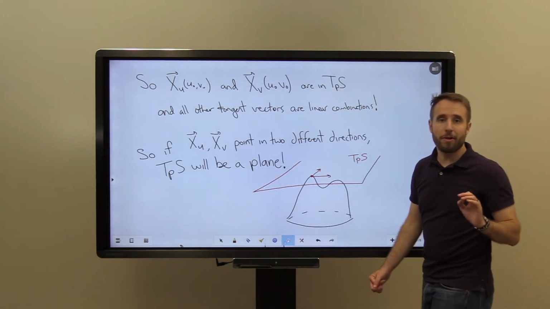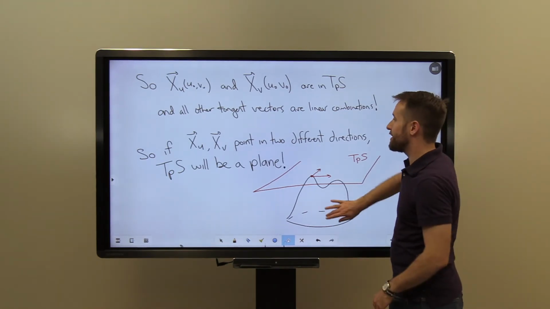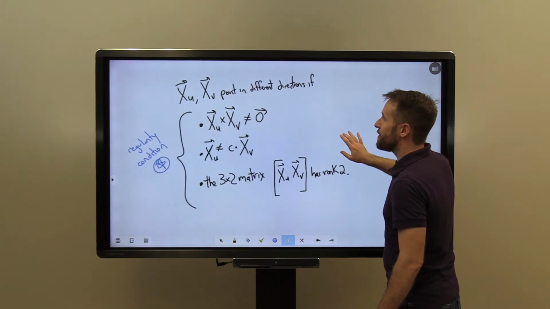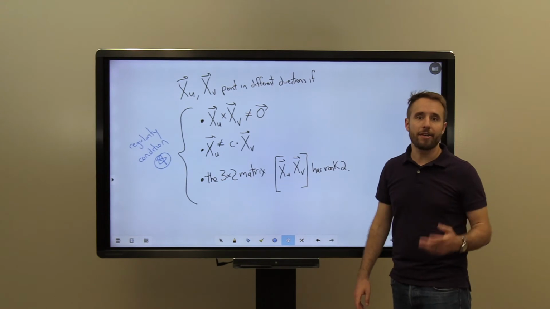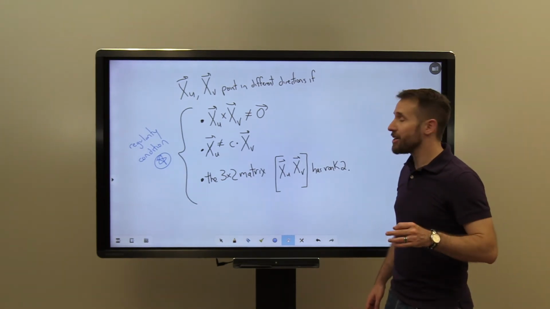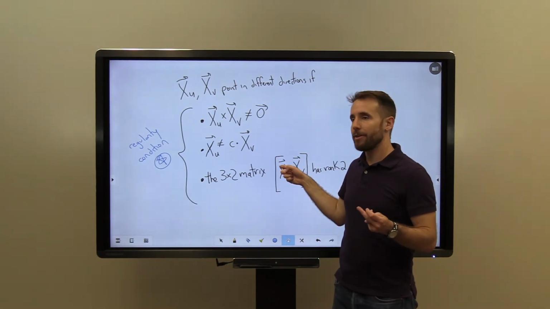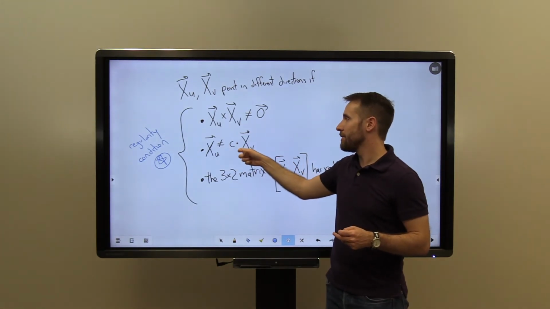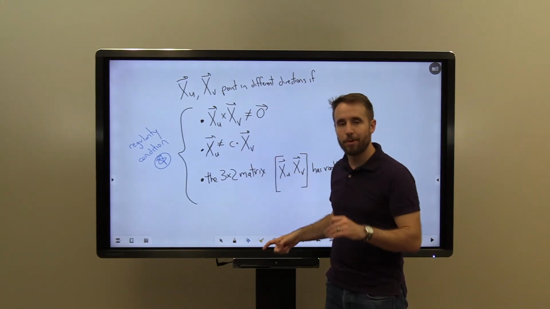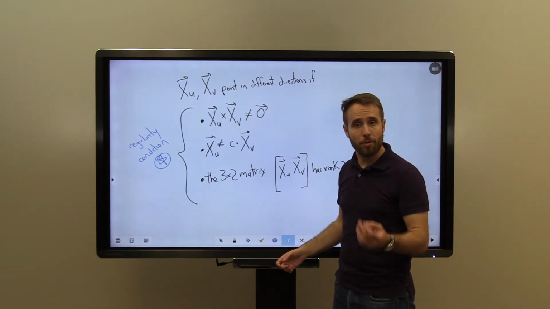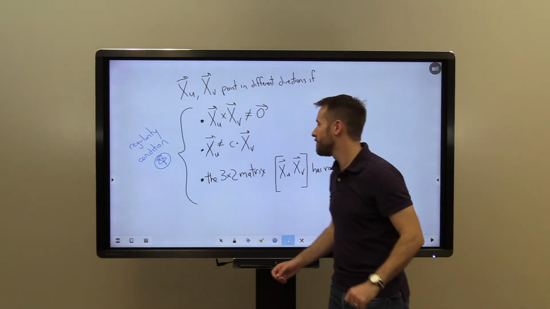Now, what are some criteria we can check to see if these are pointing in two different directions, or at least not pointing in the same direction? Well, there's a bunch of different ways that we can do this, and I'll collectively call these the regularity conditions, right? So we can check to see whether or not our two vectors are actually a scalar multiple of each other, right? So does x sub u equal a scalar times x sub v or not? If it doesn't, then we're good to go. We can check their cross product and see if their cross product is equal to the 0 vector. If it's not, we're good to go.